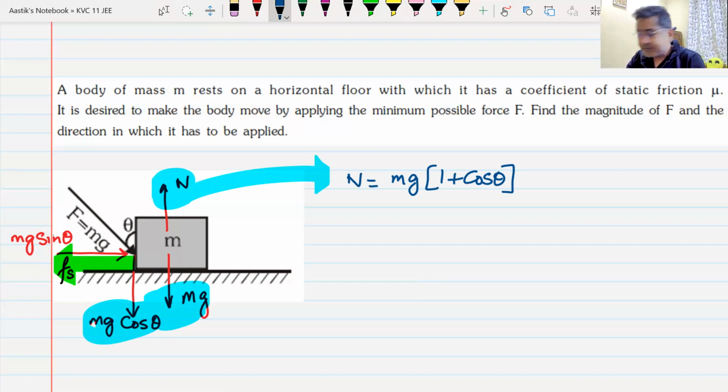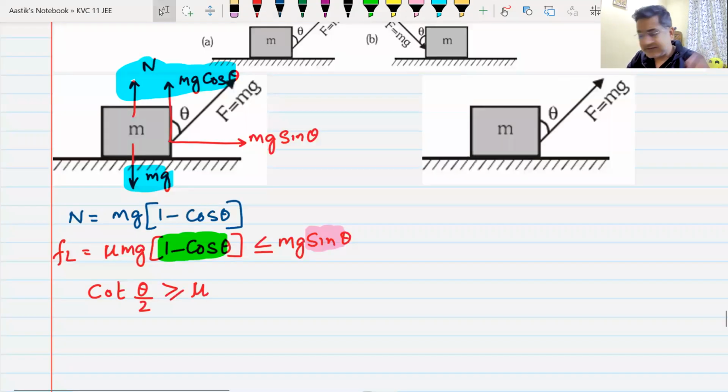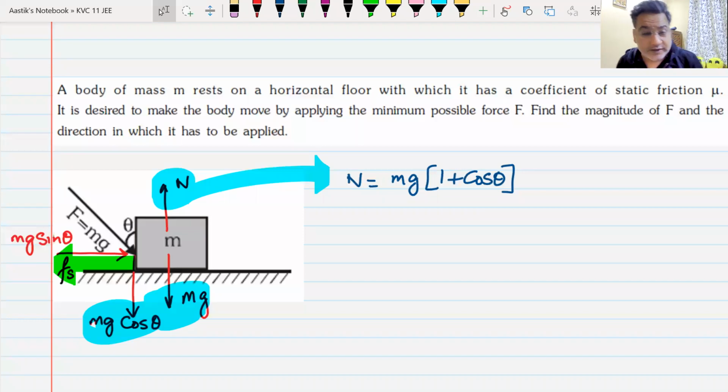Anyways, you can see in the previous question, everything was same. Instead of getting mg into 1 plus cos theta, we were getting mg into 1 minus cos theta. Anyways, waste of time, waste of money, waste of resources. Anyways, we are Indians. We have this habit of wasting things. So we are in the same spirit that makes us the greatest country in the world. Waste resources. Okay, so N is equal to mg into 1 plus cos theta.